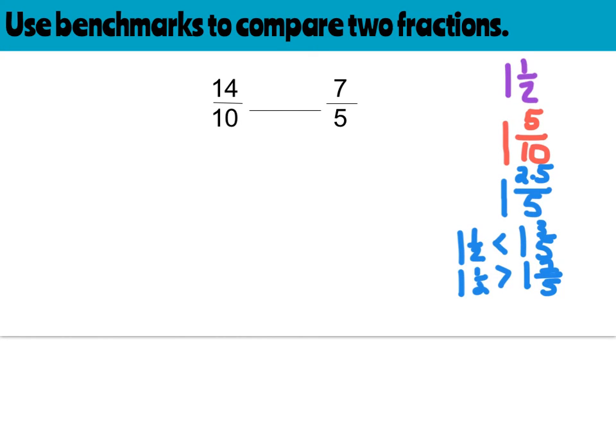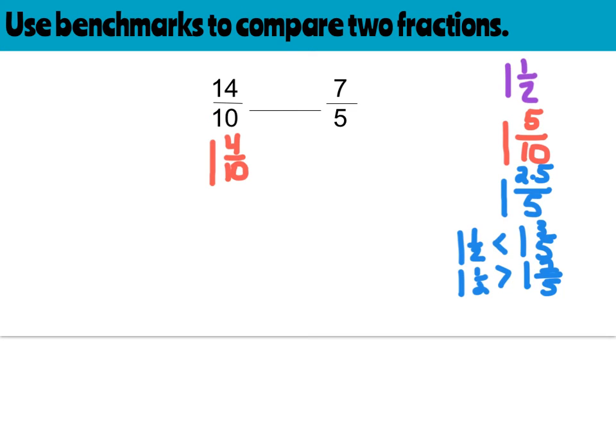So now it might be helpful to start thinking about my 14 tenths as a mixed number. Well, if I had 10 tenths, that would be 1 whole. And if I took 10 tenths away from 14 tenths, I would have 4 tenths remaining. So 10 tenths and 4 tenths equals 14 tenths. Instead of writing it as 10 tenths, I'm writing it as 1 whole plus 4 tenths equals 14 tenths.